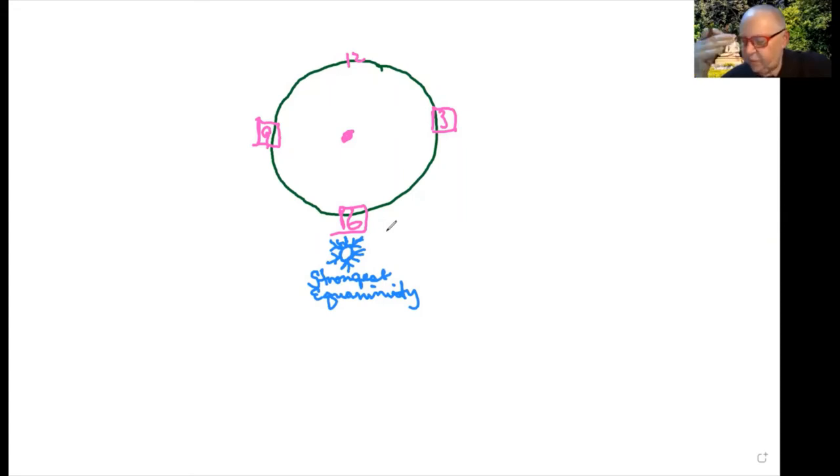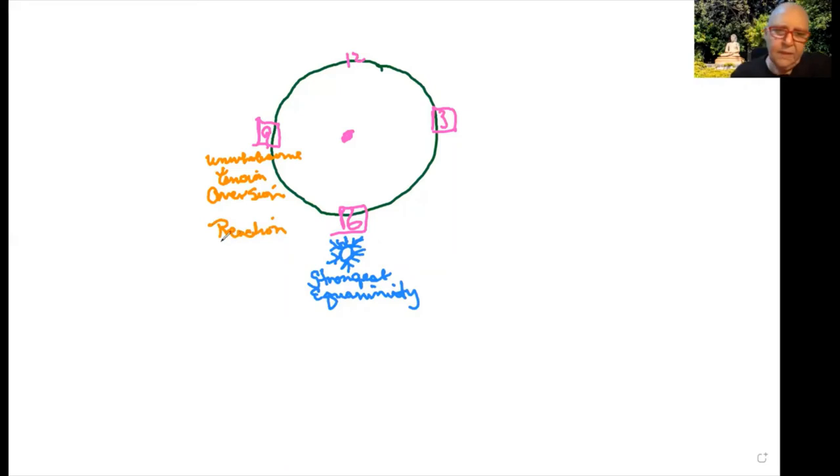And you are experiencing not pushing in either direction. So let's look at what these other directions were for a minute. Over here was unwholesome mind states. And that had tension and aversion. And there was reaction happening here. And this was a pushing, where you're pushing away.